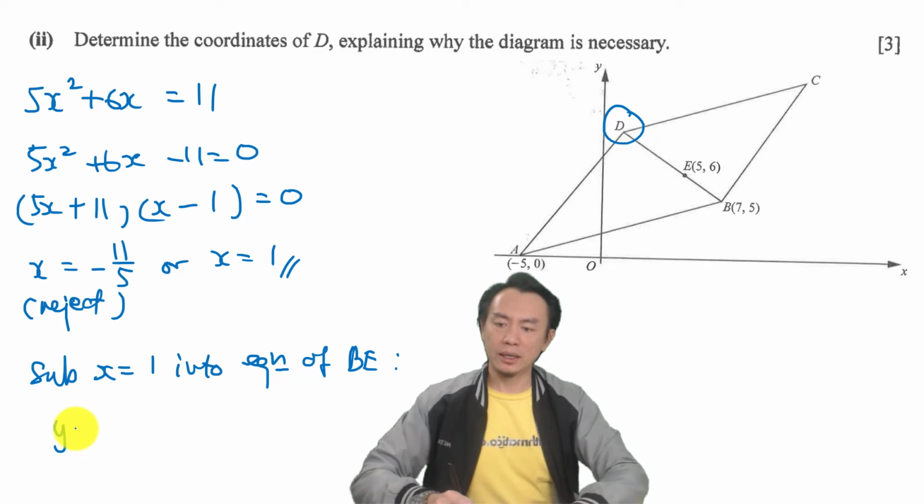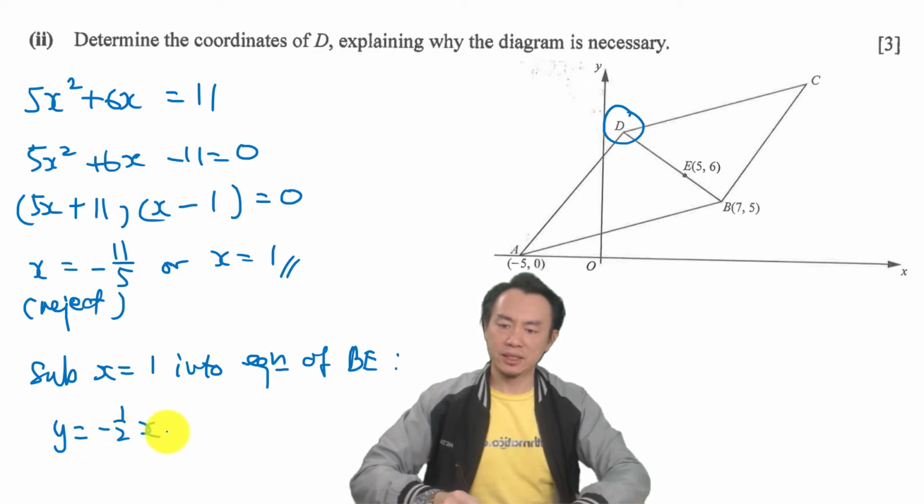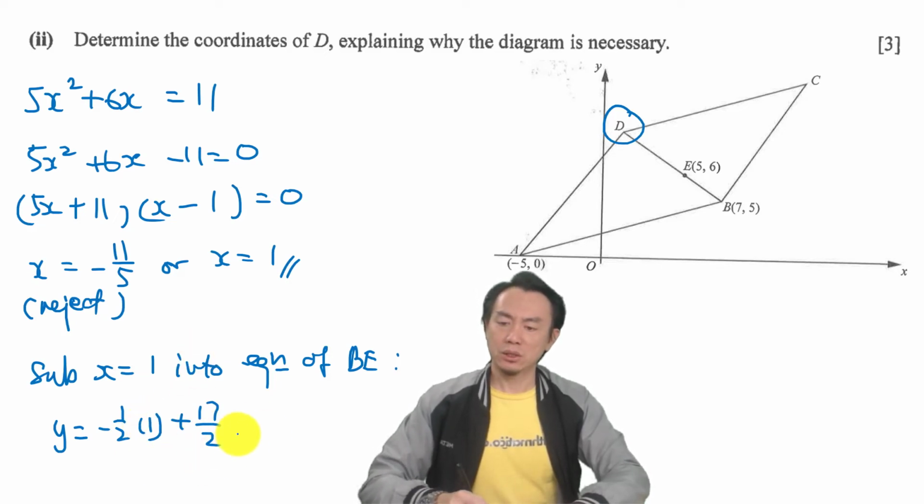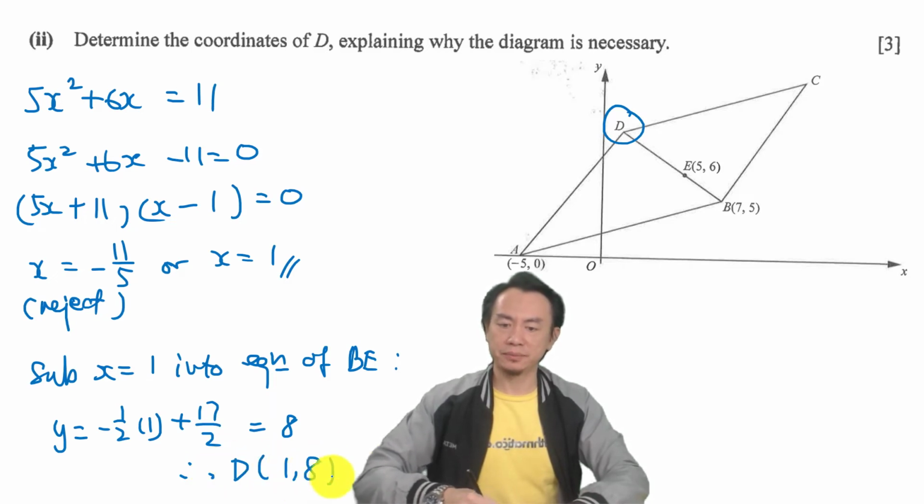So we have y equals negative half x plus 17 over 2. The x is 1, right? Yep. So we just have to get 16 over 2, which is 8. So y is equal to 8. Therefore, the coordinates of D would be (1, 8).